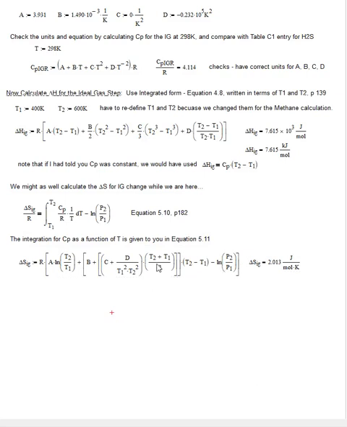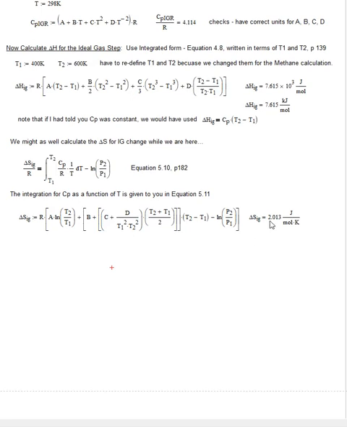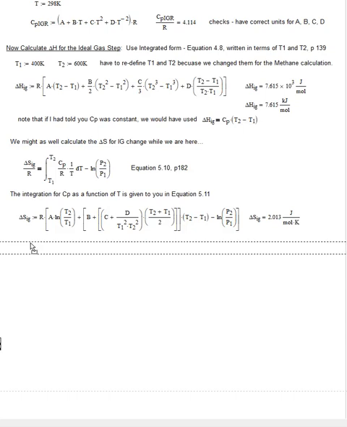And so that is given to you in equation 5.11, and that is this equation right here. Equation 5.11 is only the integral, though, for the heat capacity. It doesn't include the pressure difference, the log P2 over P1. So to get the delta S, remember, we do have a pressure difference, and so there is going to be that term there. And so we plug all those numbers in, and we get a delta S of about 2.0 joules per mole Kelvin.